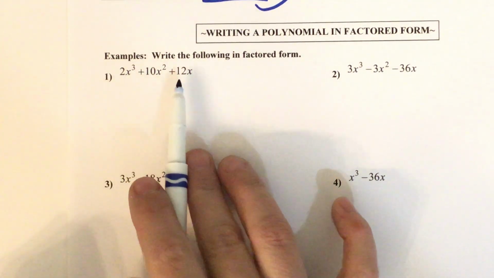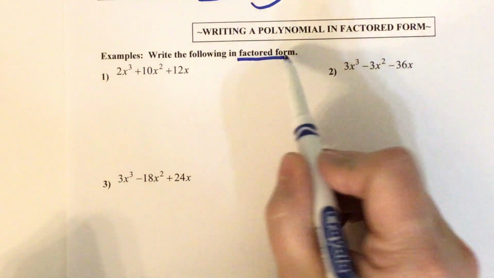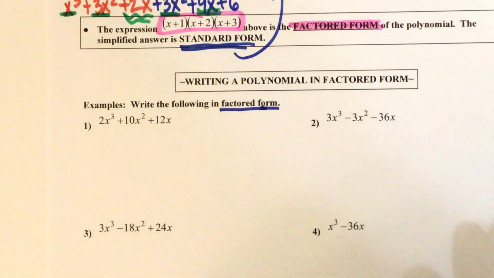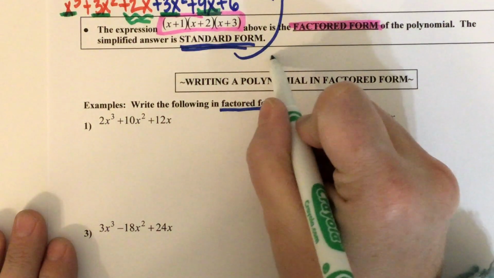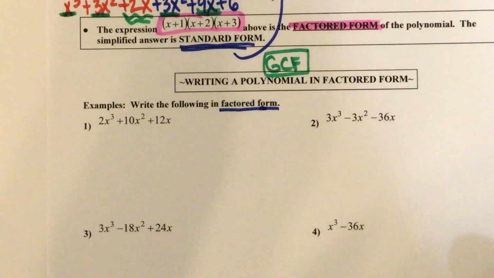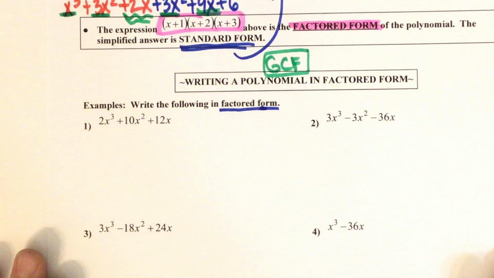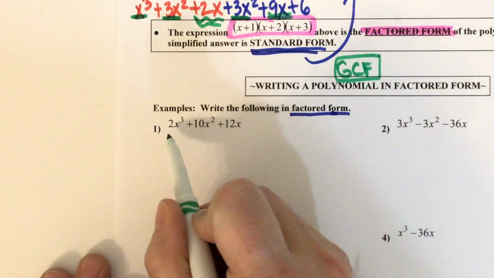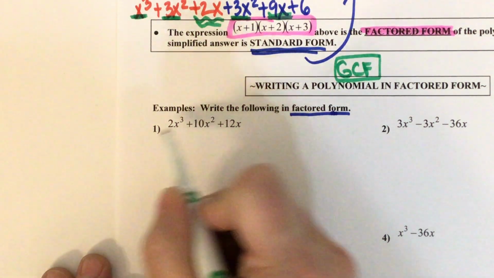Now down here, I want you to go from standard to factored. So that means factor. All right, so I have to revisit those factoring rules that we spent several weeks on. So the first factoring rule says to look for a GCF. That's your number 1 factoring rule. Sometimes problems have it, sometimes they don't. Look at number 1. Do you think there's a GCF? There sure is. 2 can divide into 2, 10, and 12.